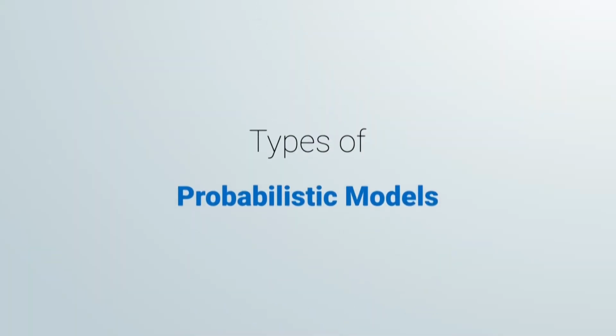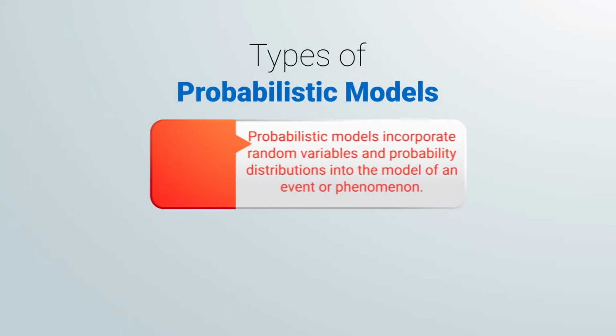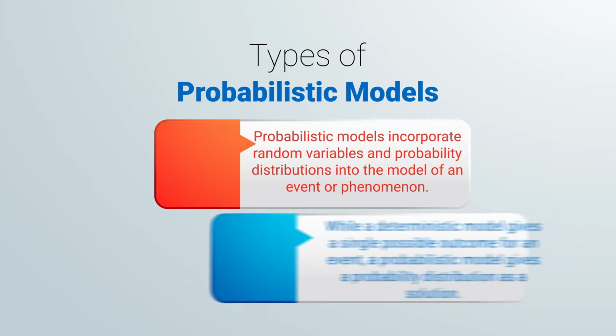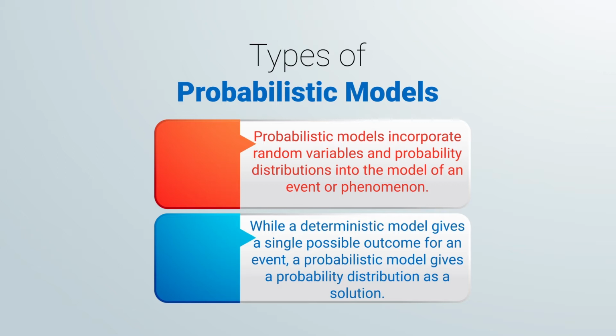Regarding types of probabilistic models, while going into depth, we have already covered correlation models in our preceding sessions. We are covering the regression model here, and there are some other models, but when you go into the backdrop, you will find that all come under the ambit of probabilistic models. Probabilistic models incorporate random variables and probability distributions into the model of an event or phenomenon, while a deterministic model gives a single possible outcome for an event. A probabilistic model gives the probability distribution as a solution.